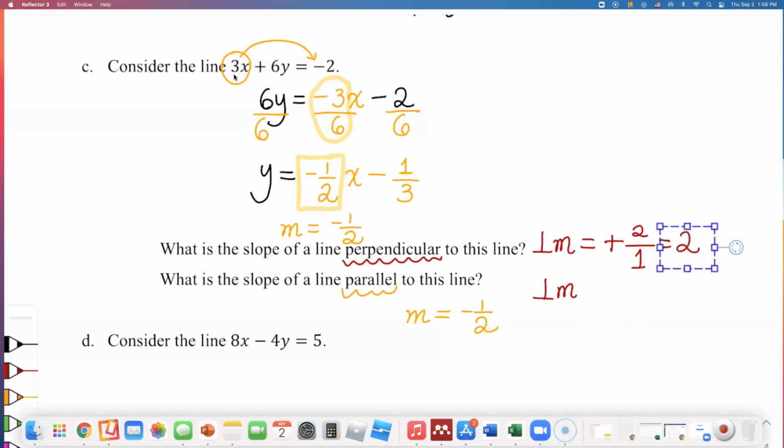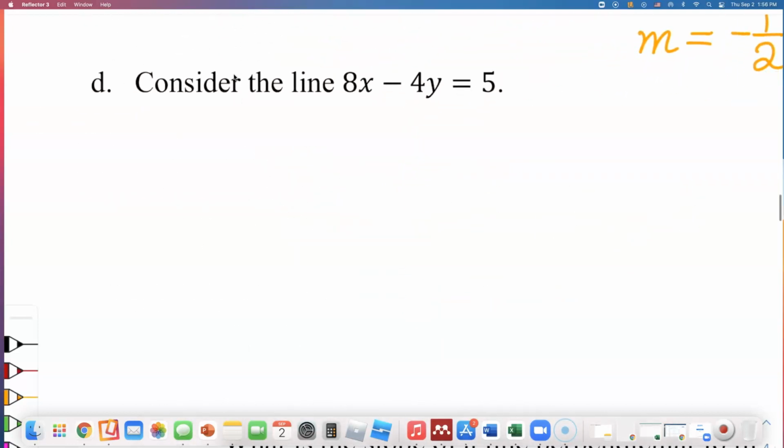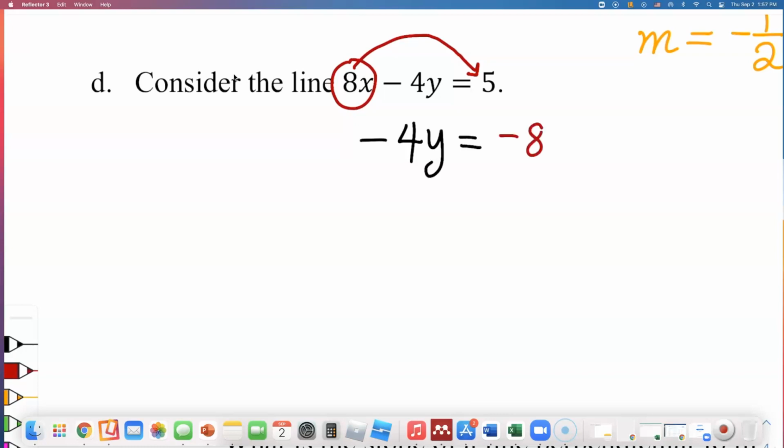So let me do one more practice with you, very similar one down here, okay? Consider the line 8x minus 4y equals 5. Y is not by itself. So I'm going to start by moving the 8x to the right. That will give me negative 4y equals negative 8x. Now, the positive 5 was a positive number, so go ahead and do plus 5 after it, okay? Divide everything by what? Negative 4. Divide everything by negative 4.